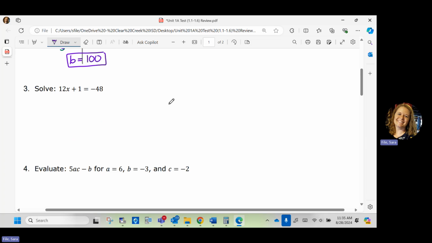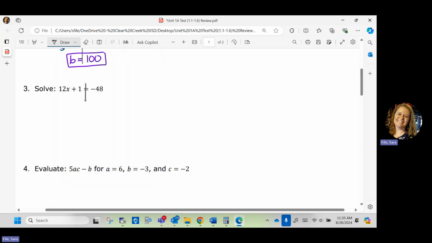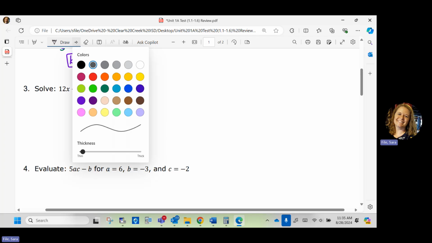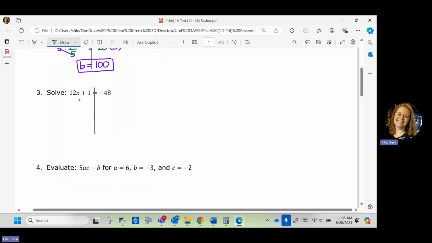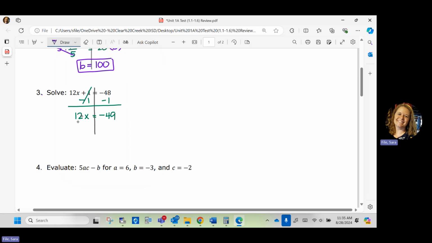All right, so here's another two-step solving. So we want to isolate the x. So we want to move the constant first. So we are going to subtract 1 from both sides, which leaves us with 12x equals -49. Just get out your review that you got yesterday, okay? We're going over it. All right, and then we are going to divide out the coefficient.